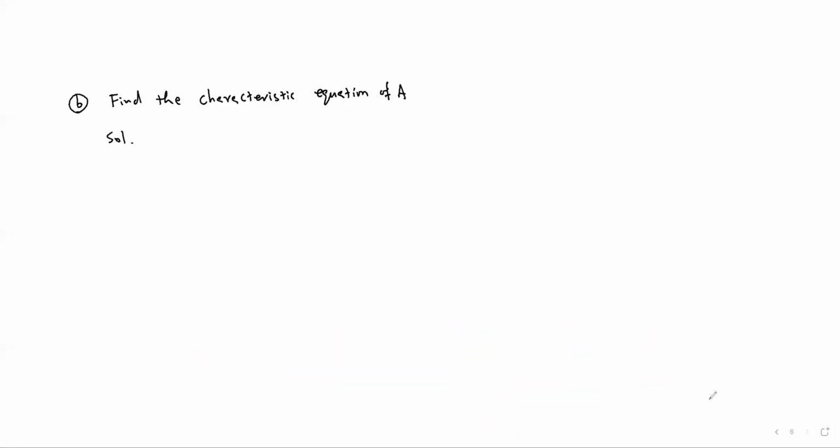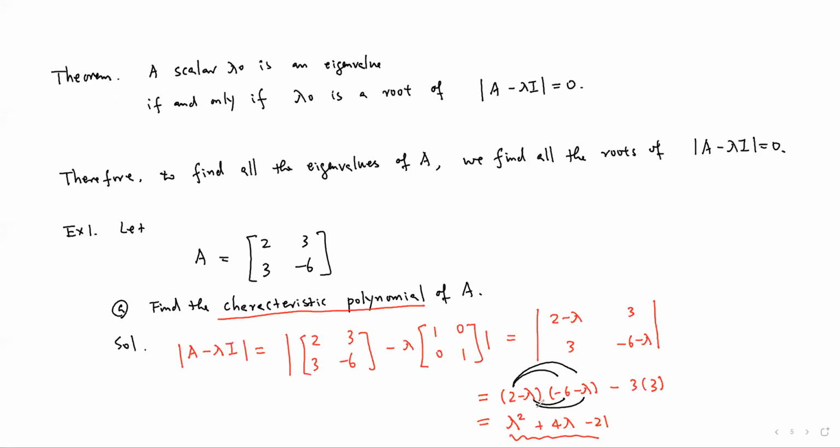Okay, now the answer: I found the characteristic polynomial here, so I set it to 0. Lambda squared plus 4 lambda minus 21 is 0. This is the answer. Okay, now question C.